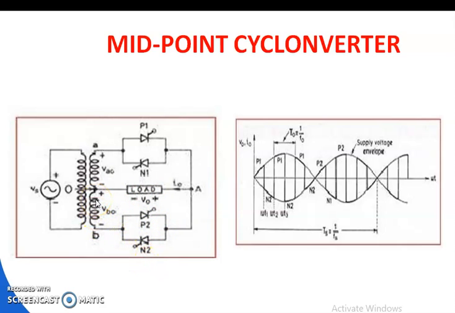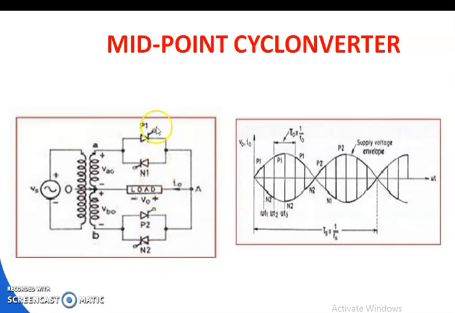Then the load is connected at the midpoint of the secondary winding of the transformer and across the bridge circuit formed by the four thyristors P1, P2, N1, N2. These are the terminals A and B, and O is the midpoint. VAO is the voltage between terminals A and O, and VBO is the voltage between terminals B and O. The load voltage is marked Vo, Io is the load current, and Vs is the supply voltage. So this is all about the circuit diagram of the midpoint cyclo-converter.